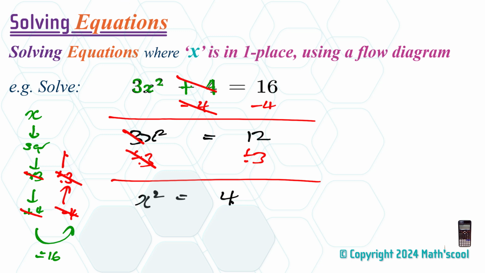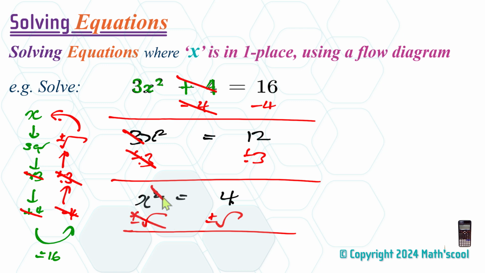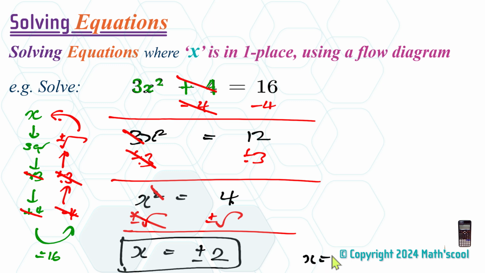Opposite of square, remember, is plus or minus square root. Plus or minus square root on both sides, and that's to cancel out the squared. So on the left hand side we get x, on the right hand side we get plus or minus root of 4, which is plus or minus 2. So this has two answers, x is 2 or x is minus 2. Both of them will work. We need to give them both.